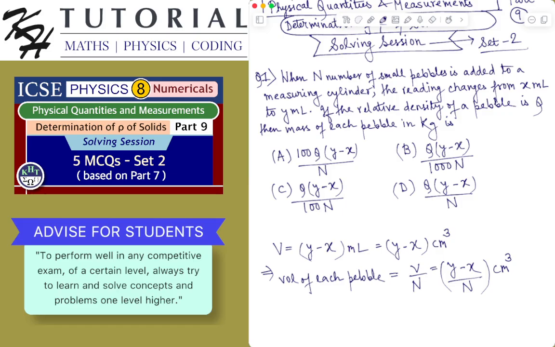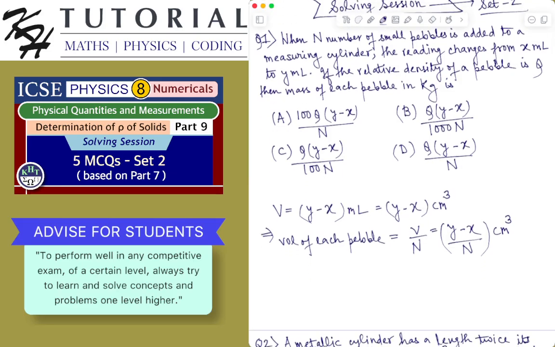Now the relative density of the pebble is given as Q. So I can say that the density of each pebble will be equal to Q. Since the relative density is given as Q, the density of each pebble will be Q gram per centimeter cube. Okay, so we know the volume of each pebble, which is y minus x divided by capital N centimeter cube, and the density of the pebble is capital Q gram per centimeter cube.